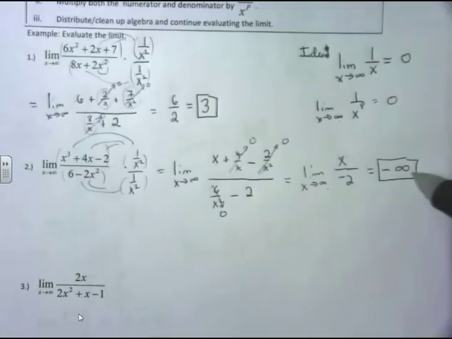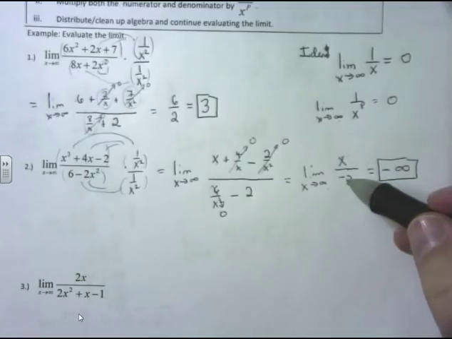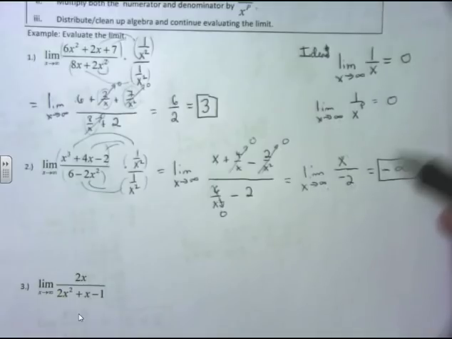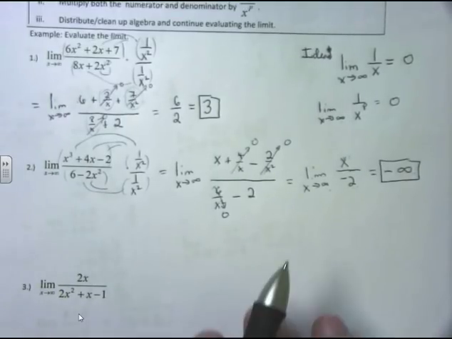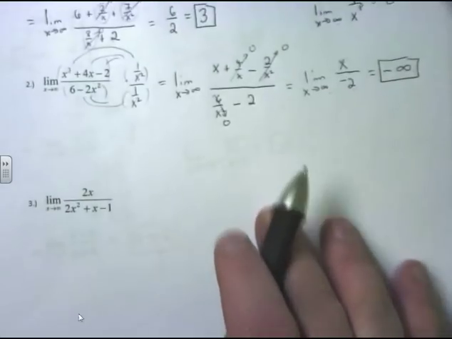Infinity on top is going to be infinity. But because it's a positive divided by a negative 2, and a positive divided by a negative is a negative, the infinity on top remains. And the answer is negative infinity. One more of these guys.